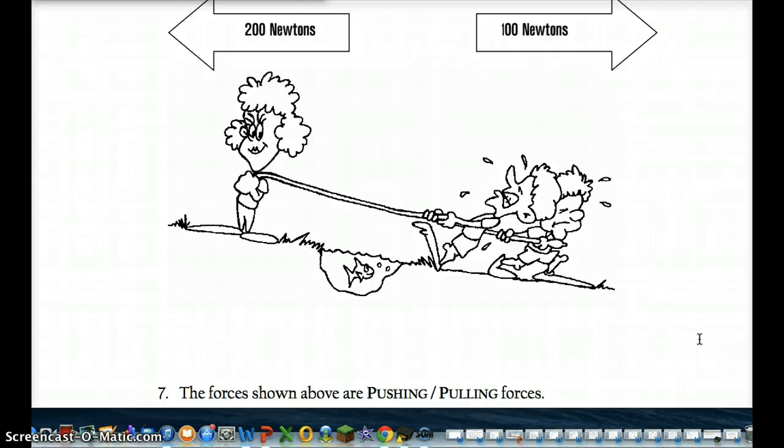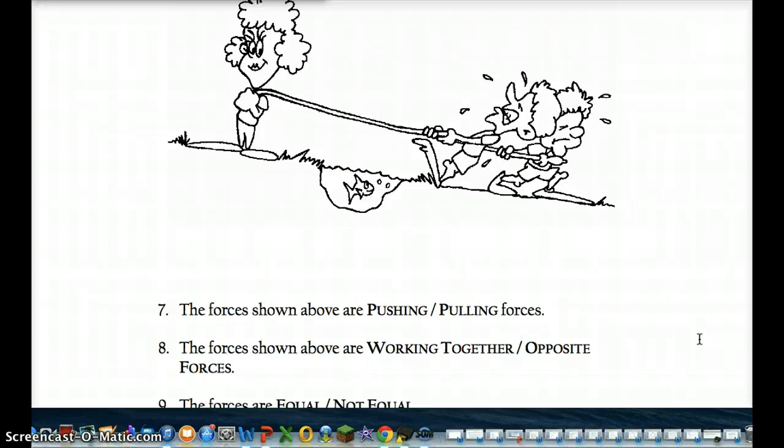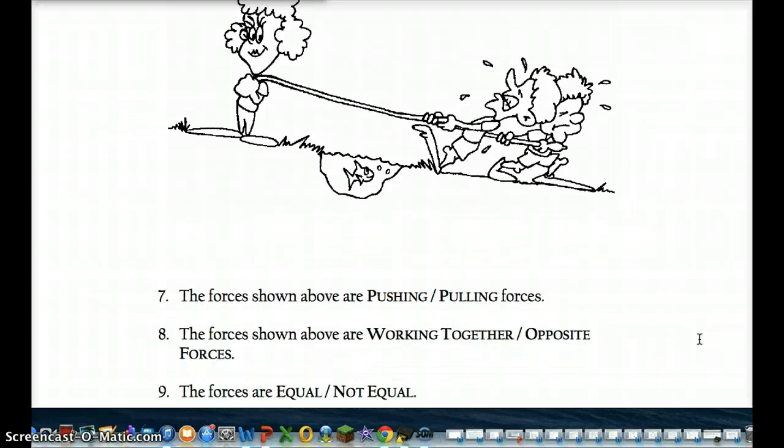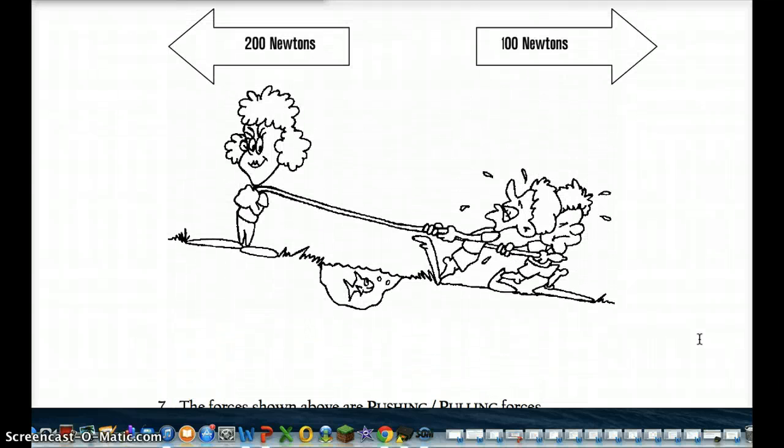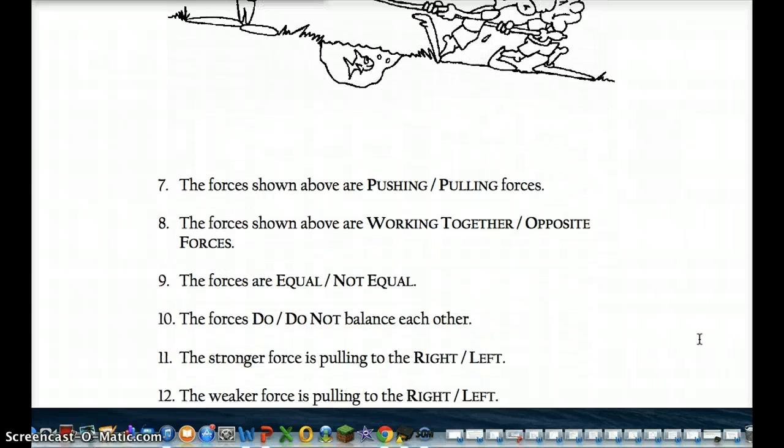So our questions here for number 7, the forces shown above, are they pushing or pulling forces? Are they working together or against? That's the second question. Are they working together or opposite forces? Are the forces equal or not equal? Remember, the one on the left is 200 newtons, the one on the right is 100 newtons. Do they balance each other out?